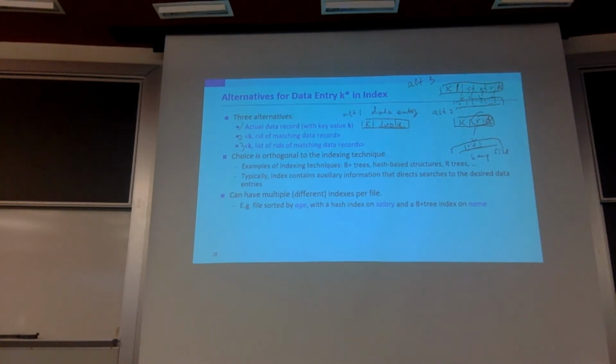Remember, these three different alternatives are orthogonal to the organization of your indexing. You can have a tree index, you can have a hash index, but under the hood, an index is basically a collection of data entries. So what format you are using for the data entries can be orthogonal to the design of the index itself. And you can have multiple indexes per file.